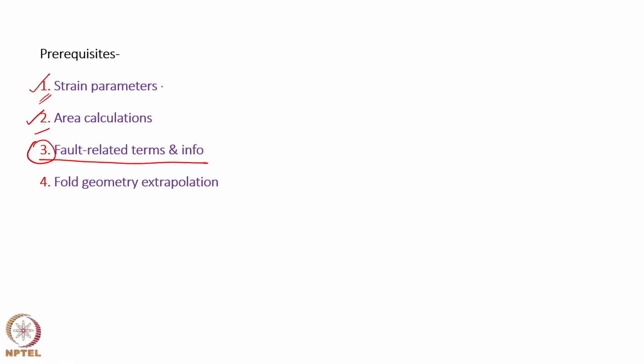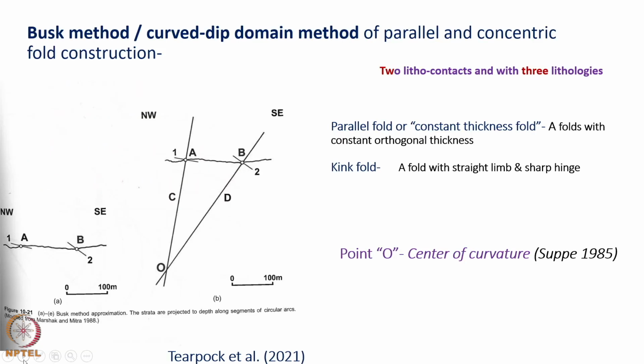We have seen so far the strain parameters, area calculation and a few fault related terms and information on faults, which are necessary for cross section balancing. Fold geometry extrapolation is also an important exercise. Sometimes it is done during the cross section balancing process. Let us study it. We are going to see two methods.